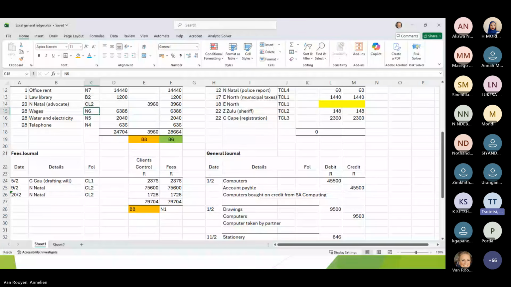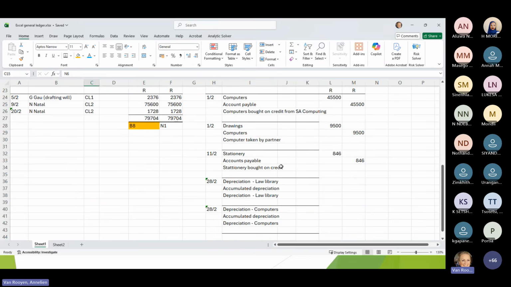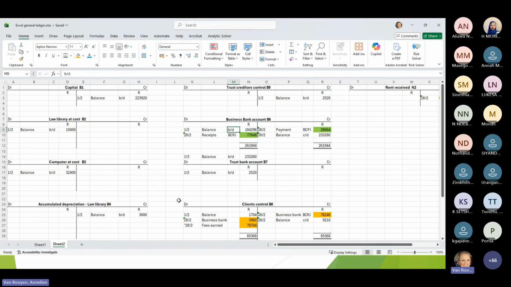The last question, ma'am. On the general journal, we didn't put the numbers or the amounts under depreciations. What was the reason again? You can calculate it. I haven't calculated it because I thought we didn't have enough time, but we can if you want to.